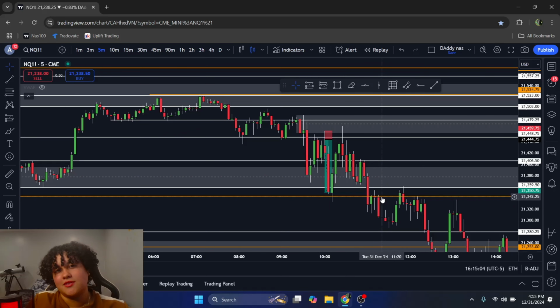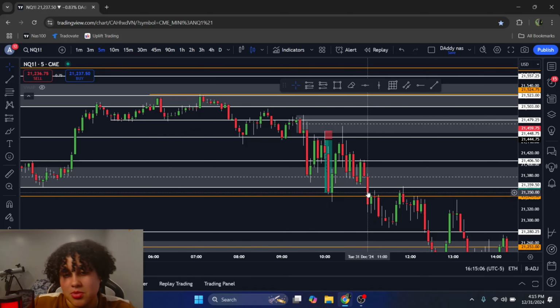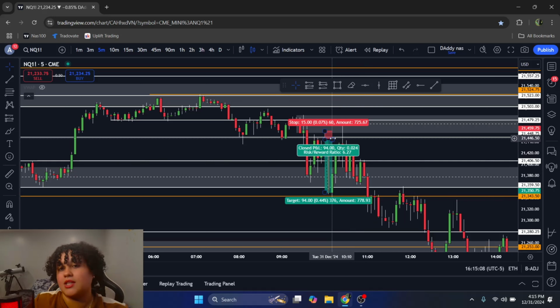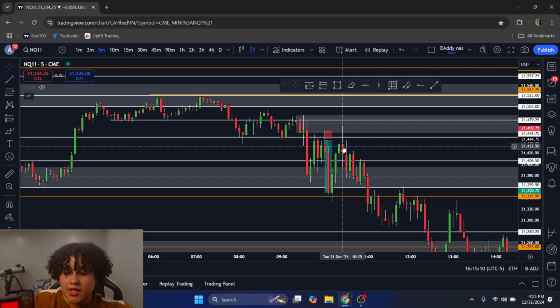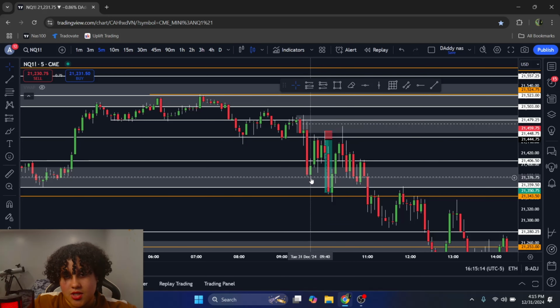What's up, guys? Really fast, I'm gonna do a trade recap. Just gonna show you guys and explain why I got into the short right here. This was my second trade of the day. I did go short here and got stopped out at break even.